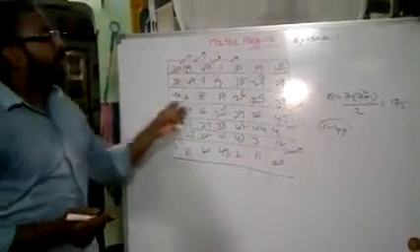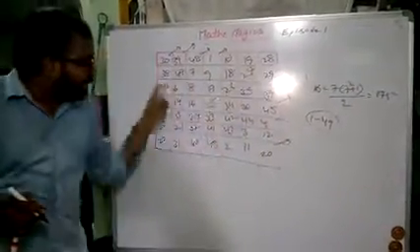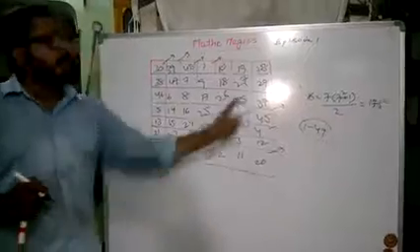We can find the magic constant of 175 in any row, any column, and these two main diagonals.